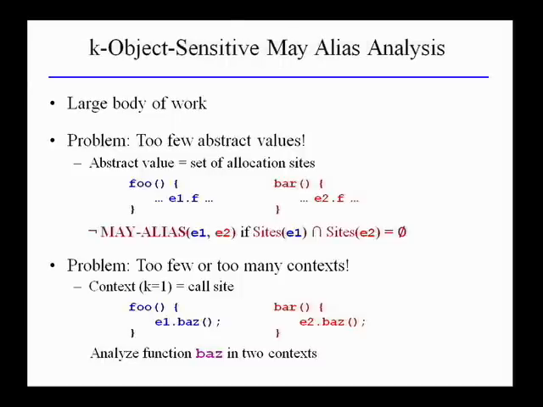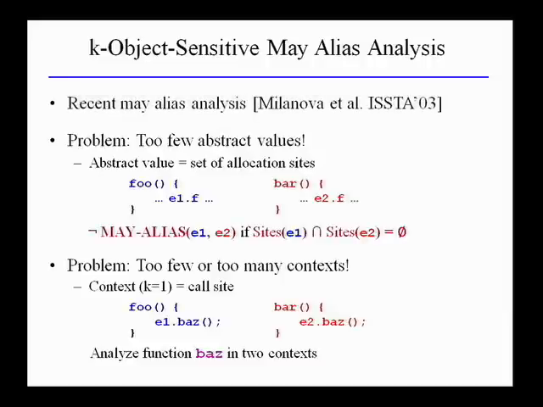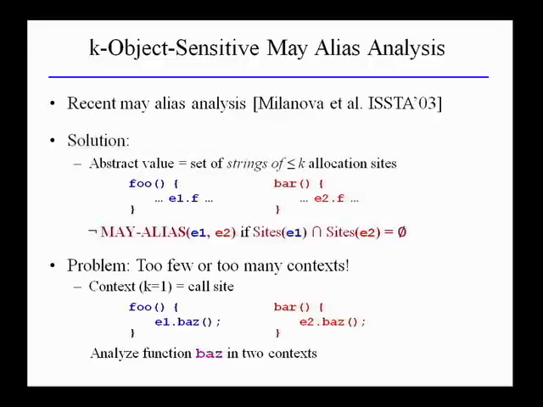All right. So there's another idea, which is object-sensitive alias analysis, which is analogous to context-sensitive analysis, but focuses not on the call stack so much as on the allocation history of objects. And this is a recent alias analysis that was introduced by Milanova and Ryder a few years ago. What we're going to do here is change our abstract values to be strings of allocation sites. So instead of just keeping track of a single allocation site, we're going to keep track of a string of allocation sites.